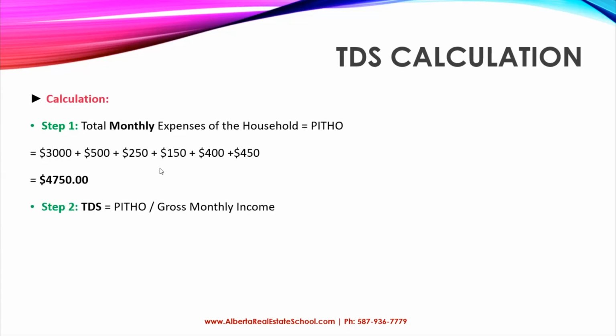Second step is to calculate the TDS ratio. So we will take the $4,750 and we will divide it by the total income for the month, which is $12,500. And that gives us 0.38 or 38%. So our TDS ratio in this case is 38%. It's less than 42%, and therefore they will qualify for the mortgage. If the TDS ratio was higher than 42%, then they would not qualify for the mortgage.